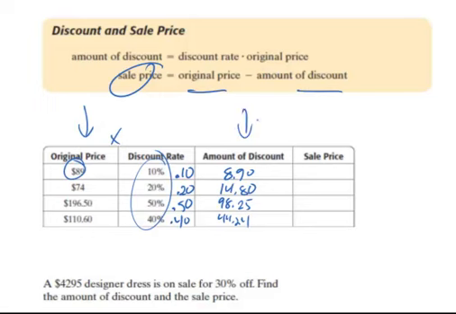So if I take $89 minus $8.90, I now have $80.10 here. If I take 74 minus $14.80, I have $59.20. If I take 196.50 and I subtract $98.25, I should still have $98.25 because that was a 50% discount. So we saved half, but we had to pay half.